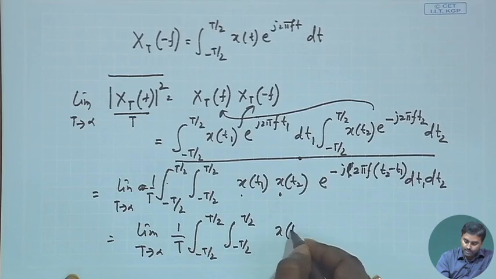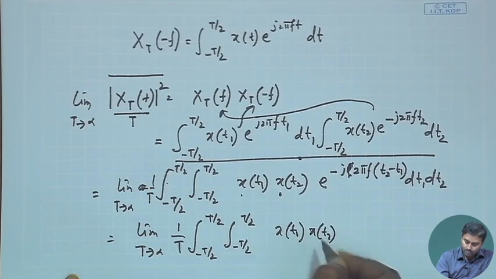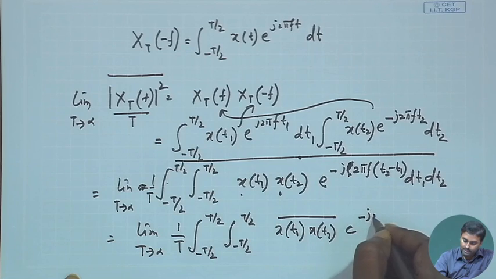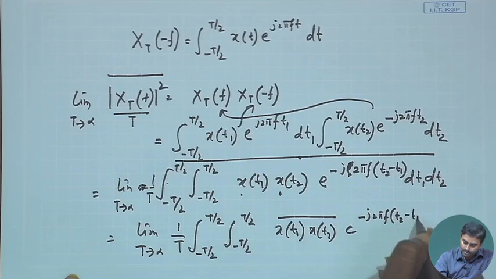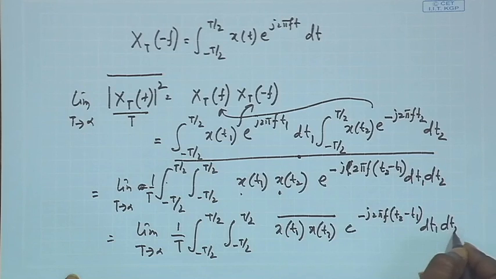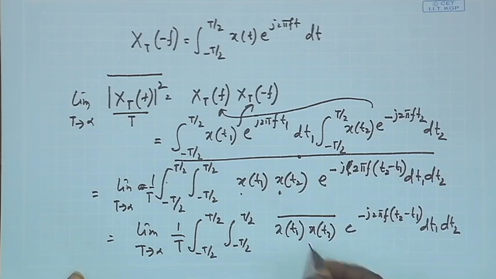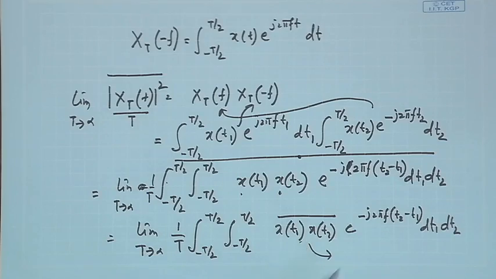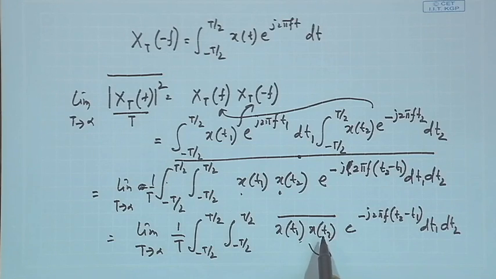So, it is x(t1) x(t2) averaged, e to the power minus j 2 pi f (t2 minus t1) dt1 dt2, right. Now comes the stationarity property. What is this? That is actually the autocorrelation function in the ensemble domain, right. So, if the process is at least wide sense stationary, that means the second order moment should be just an autocorrelation function which depends on the separation of these two. So, I can write this.